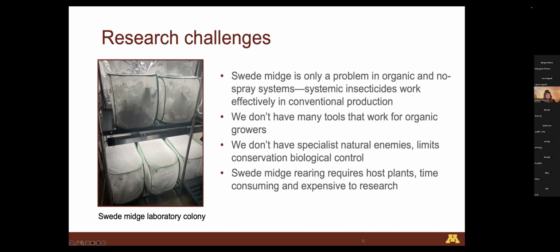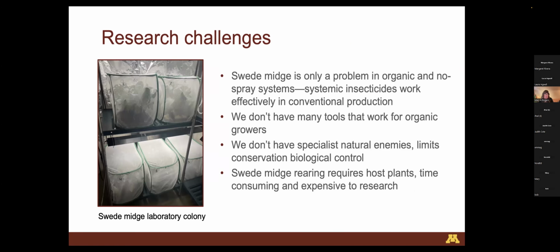So the challenges are many. Swede Midge is only a problem in organic and no spray systems because the conventional growers are relying on systemic insecticides for a lot of their pre-existing brassica pests, these worms and caterpillars and things. And these work really well at managing Swede Midge in conventional production. So as a result, we also don't have a lot of tools that work for organic growers.